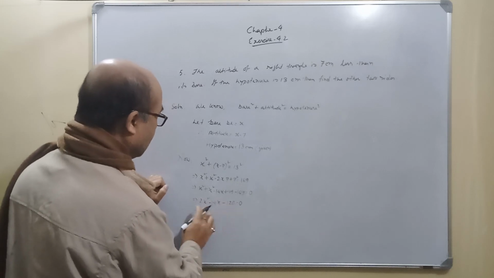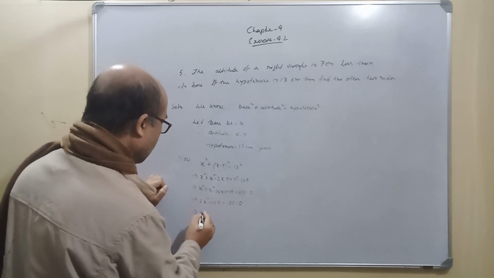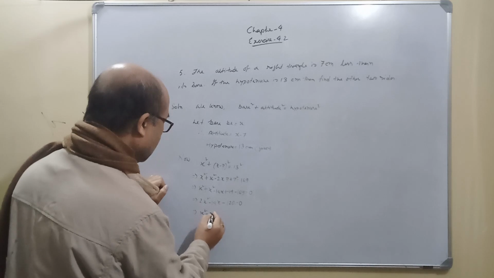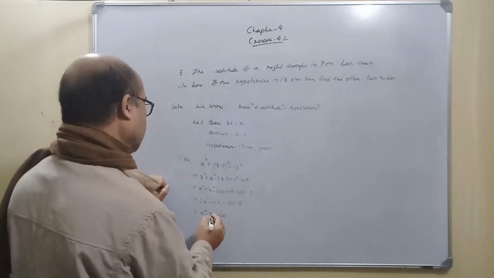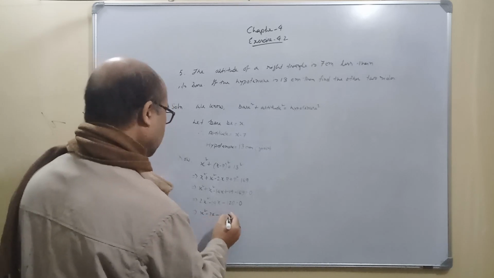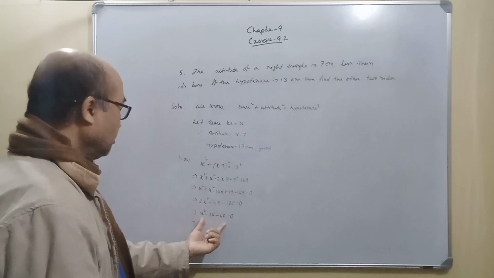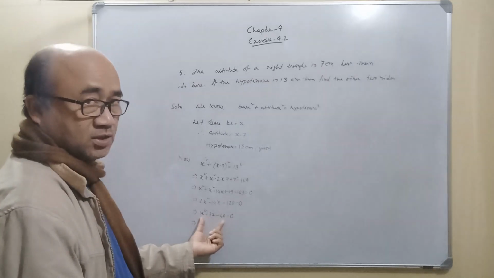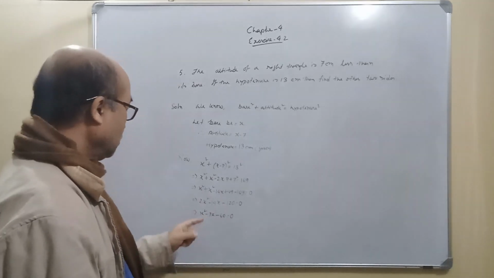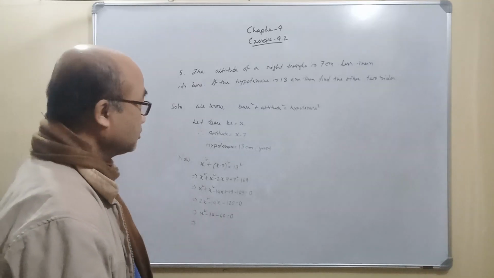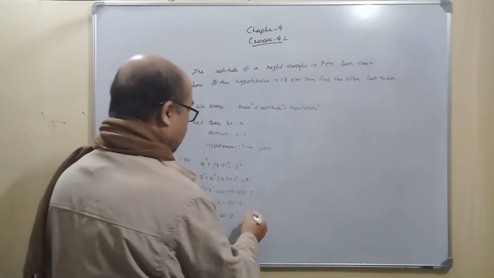Now 2 is common here, so we divide by 2 and simplify it. x square minus 7x minus 60 is equal to 0. Now we can solve this equation either by factorization or by completing the square on the left hand side. So let us do it by factorization. So what are the terms needed? I will continue it here.